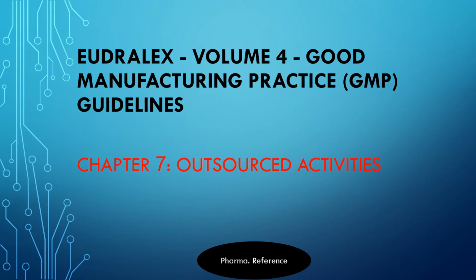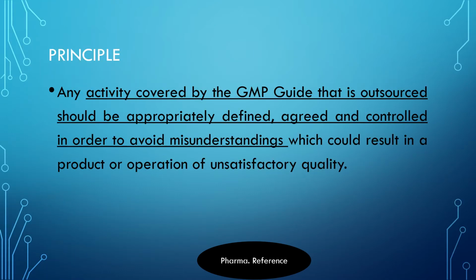EudraLex Volume 4, Good Manufacturing Practice Guidelines, Chapter 7: Outsourced Activities. Principle: any activity covered by the GMP guide that is outsourced should be appropriate, defined, agreed, and controlled in order to avoid misunderstandings which could result in a product or operation of unsatisfactory quality.